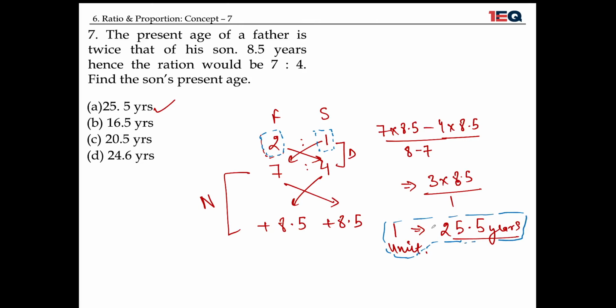The value which came out was of 1 unit. And also, this 1 unit's value which has come out is only applicable to the first ratio. If you wish to apply this 25.5 and multiply it with the second ratio, it is not going to work. This value which comes out is only applicable to the first ratio. Okay, this is the most sorted method to solve such questions. Okay, got it? So moving on to the next question.